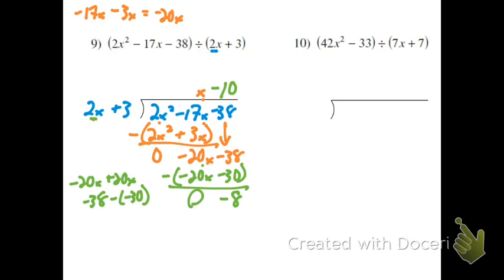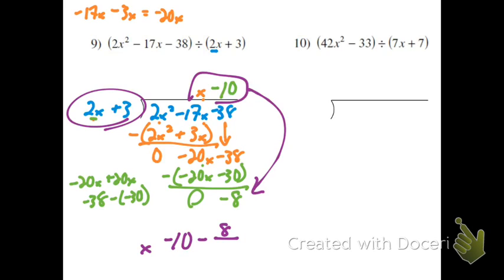So we're ready to write our correct answer here, our quotient, if you will. x minus 10 is what we got up here, but we have to also include a remainder, which is minus 8, and put that over 2x plus 3. So that's going to be your quotient to number 9.